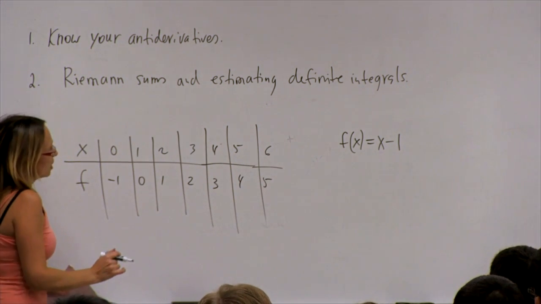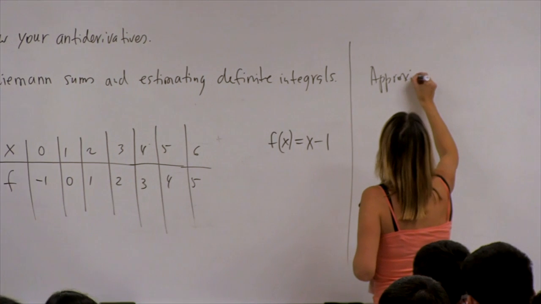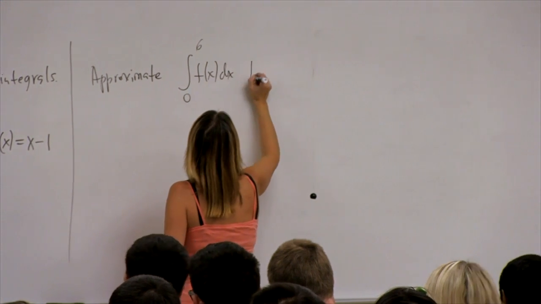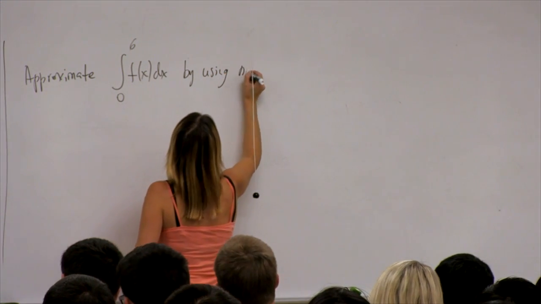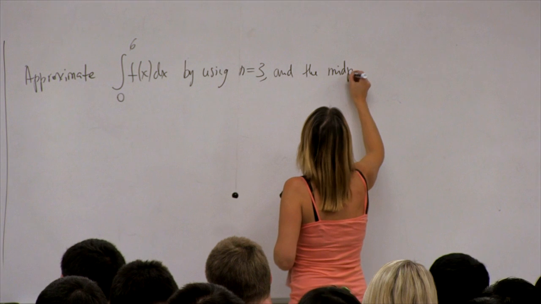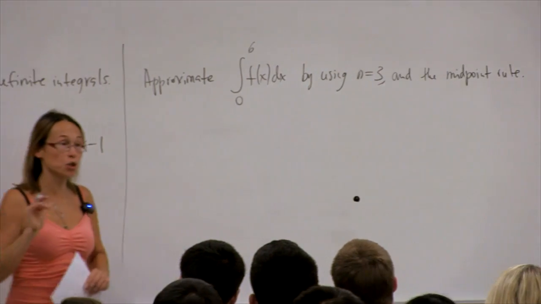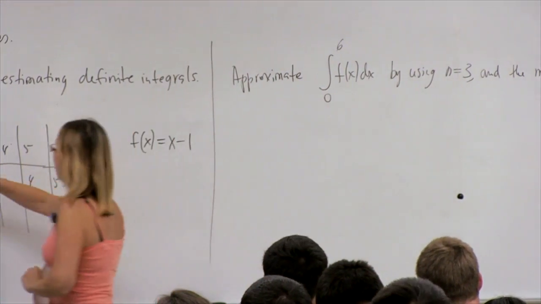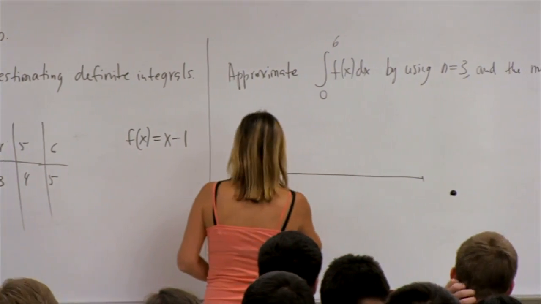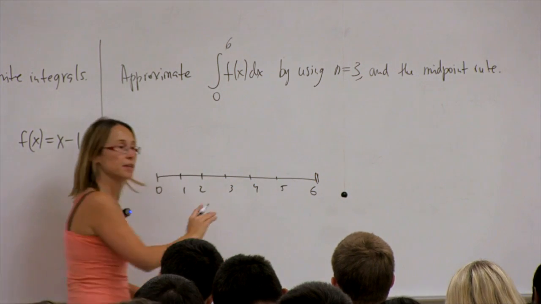This is an example. So let's suppose that we want to approximate the integral between 0 and 6 f of x dx by using n equals 3 and the midpoint rule. Okay. So at this point, I suggest strongly you do the following. You draw the domain of x between 0 and 6 like this. Okay. So you have 0, 6. This is very easy to draw.